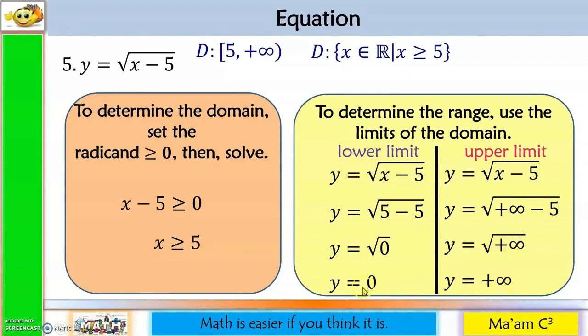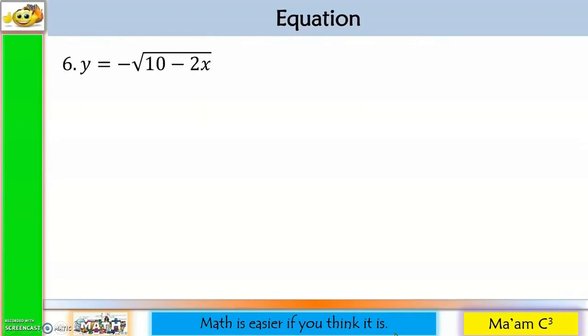So our lower limit is 0. Our upper limit is positive infinity. This will be our range, from 0 to positive infinity. So in set builder notation, that would be values of y that are greater than or equal to 0. Number 6. Y is equal to negative square root of 10 minus 2x.